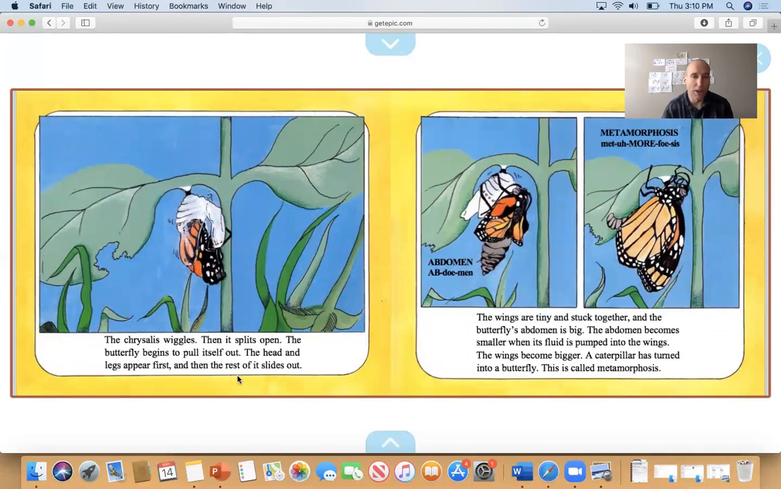The chrysalis wiggles, then it splits open. The butterfly begins to pull itself out. The head and legs appear first, and then the rest of it slides out. The wings are tiny and stuck together, and the butterfly's abdomen is big. The abdomen becomes smaller when its fluid is pumped into the wings. The wings become bigger. A caterpillar is turned into a butterfly. This is called metamorphosis. Once again, it popped in my head.